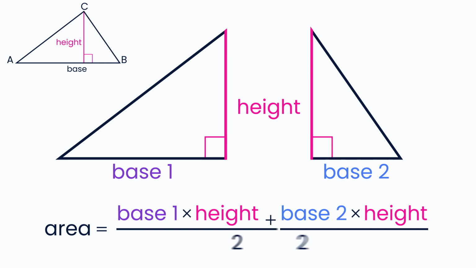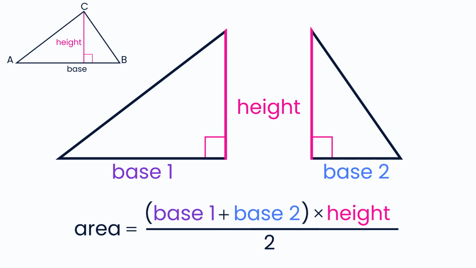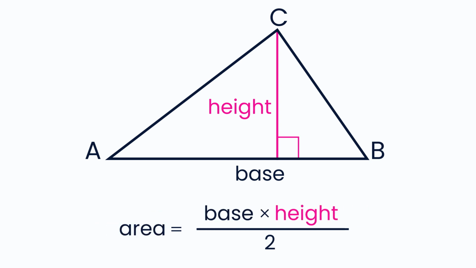This is the same as base 1 times height plus base 2 times height, divided by 2. You can now factorize the numerator, writing it as the quantity base 1 plus base 2, times height, divided by 2. The base of triangle ABC equals the sum of base 1 and base 2. So, the area of triangle ABC equals base times height divided by 2. The area formula for all triangles therefore equals base times height divided by 2.